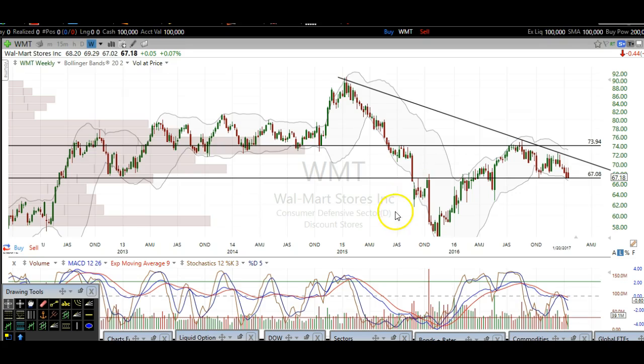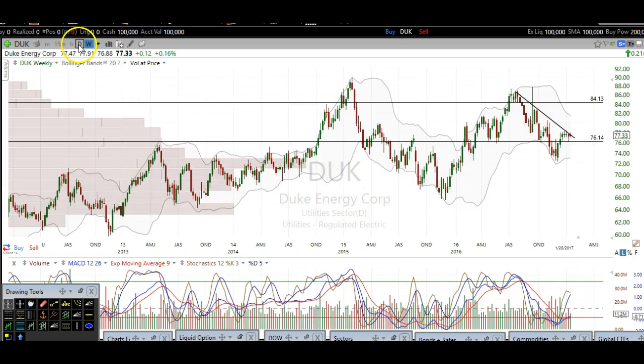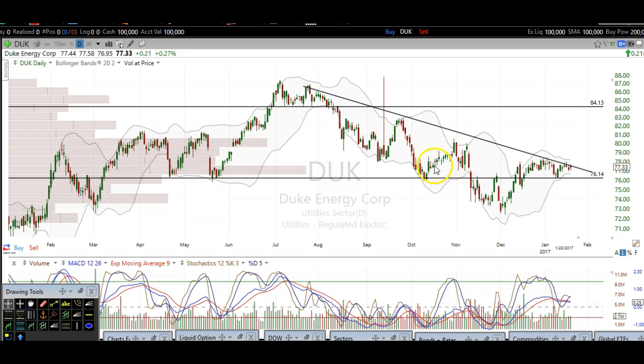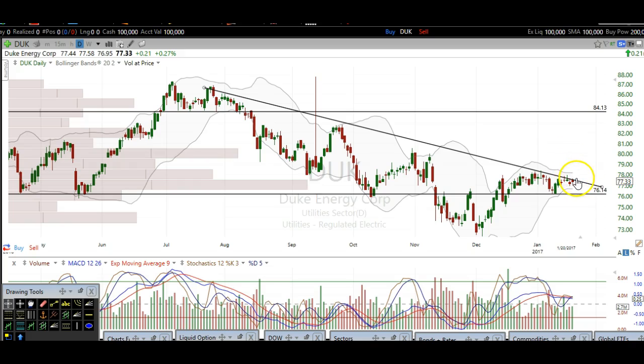The next one we're going to take a look at is DUK. And DUK, I'm going to go back to the daily time frame. You can see a downtrend line, getting rejections right there, here, here. And it looks to me, if we get a break over this downtrend line coming up here sometime this week, or whenever, it doesn't matter, it looks like it has a nice build here.